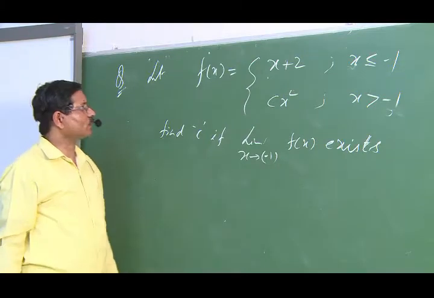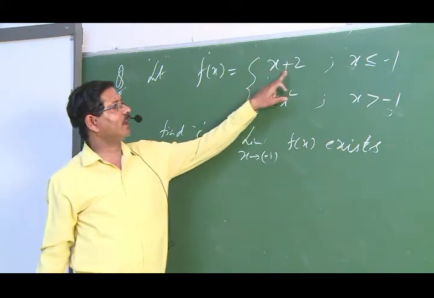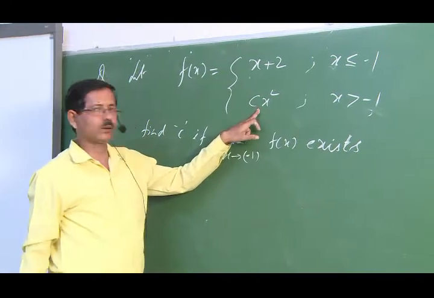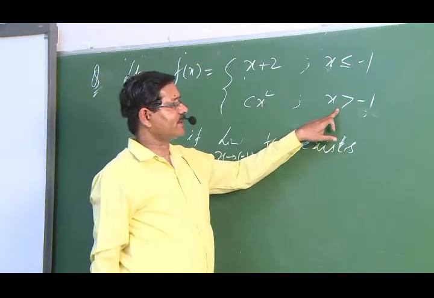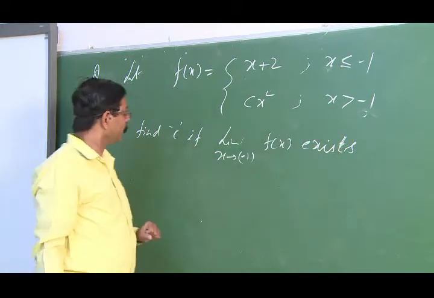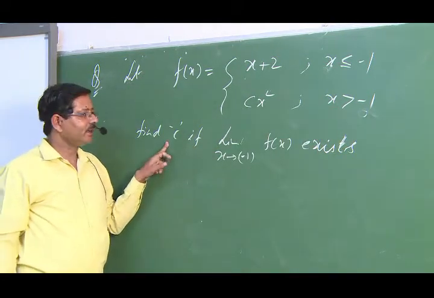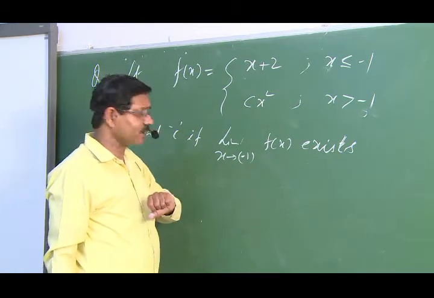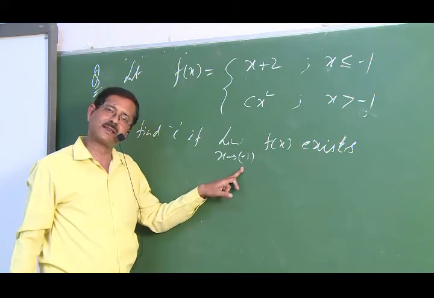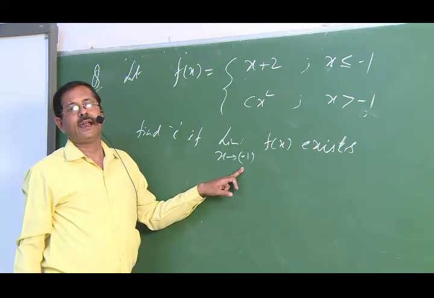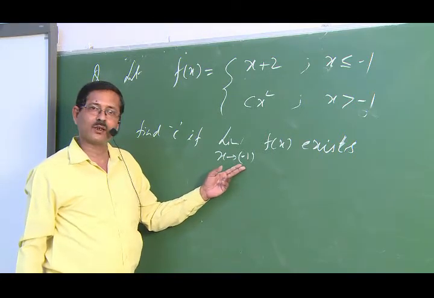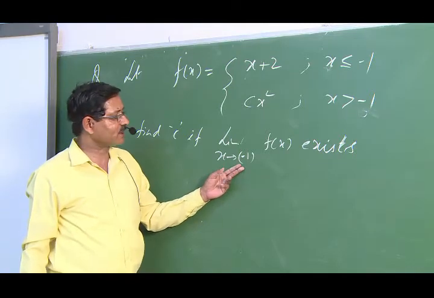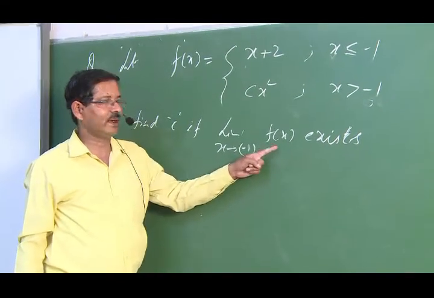Okay. Now in another question, let f(x) is equal to x plus 2 when x is less than or equal to minus 1, and this is equal to cx square when x is greater than or equal to minus 1. Here, find the value of c if limit x tending to minus 1 f(x) exists. What does it mean if limit x tending to minus 1 f(x) exists? It means left hand limit and right hand limit at point x is equal to minus 1 both are equal and finite. That is why limit x tending to minus 1 f(x) exists.